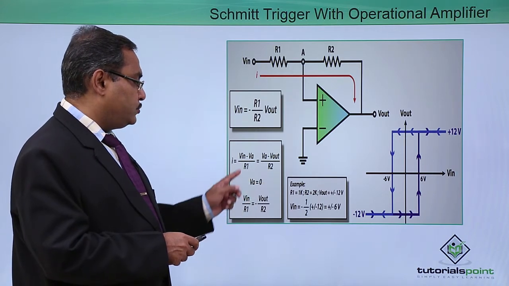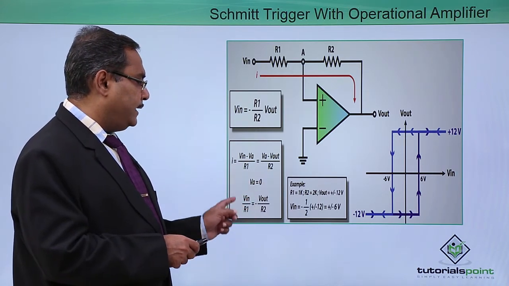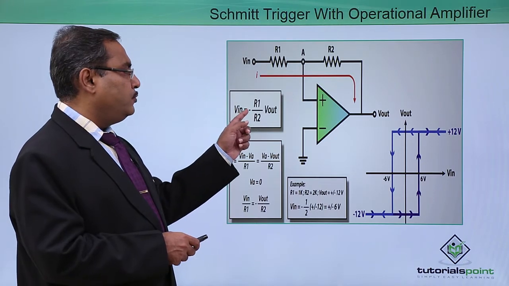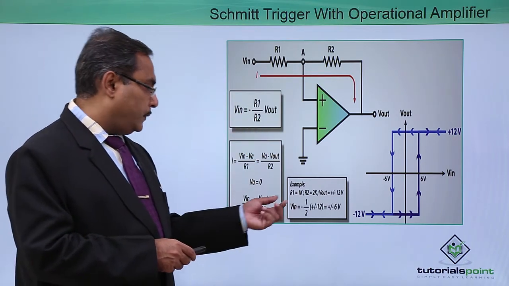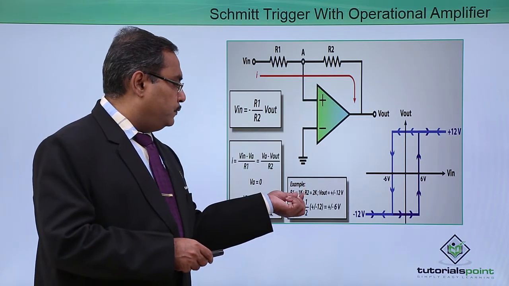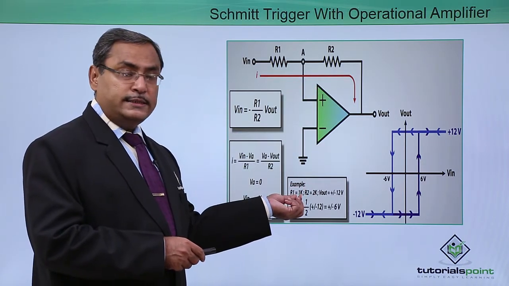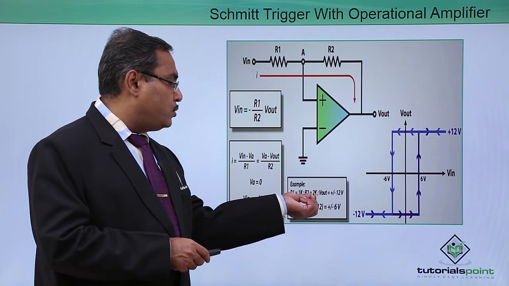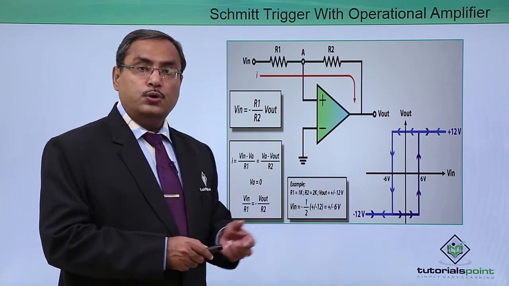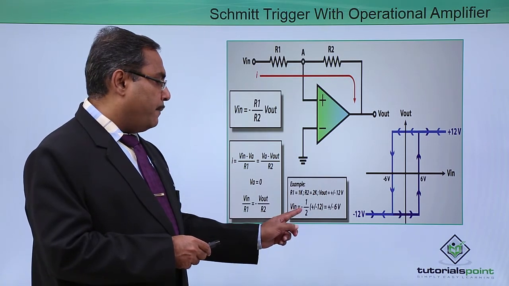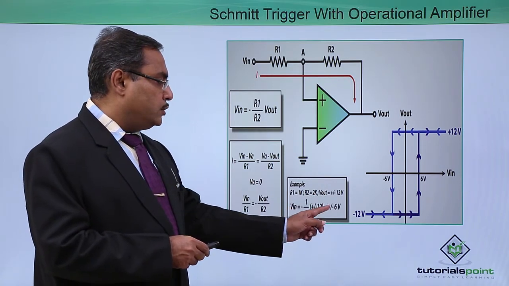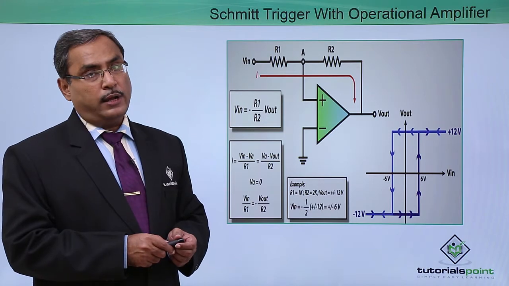So that is V. Now going for the simplification, we are getting this one. Vin is equal to minus R1 by R2 times Vout. Now here we are putting R1 is equal to 1K and R2 is equal to 2K, and Vout is equal to plus minus 12 volt in this case. So Vin will be minus 1 by 2 of this, so plus minus 6 volt accordingly.